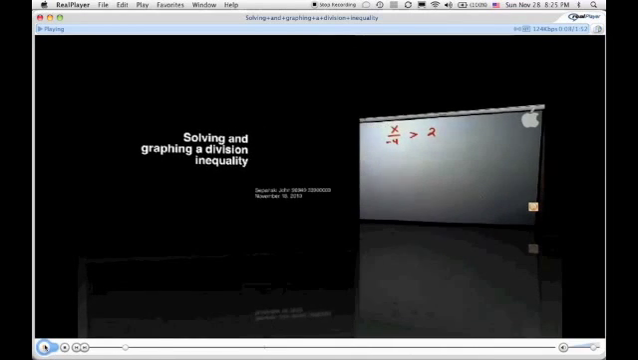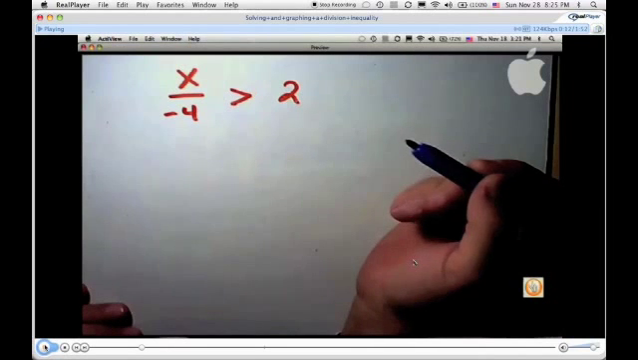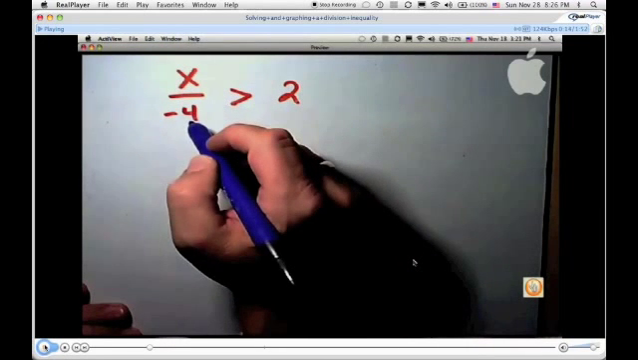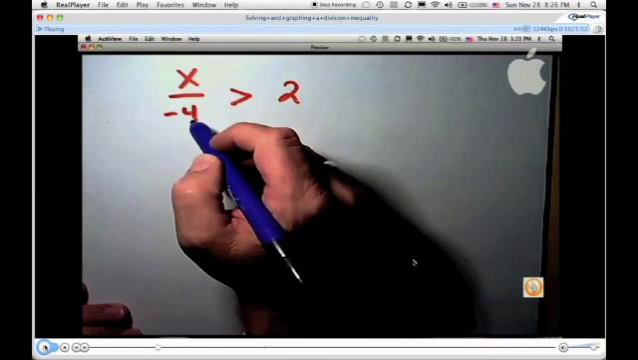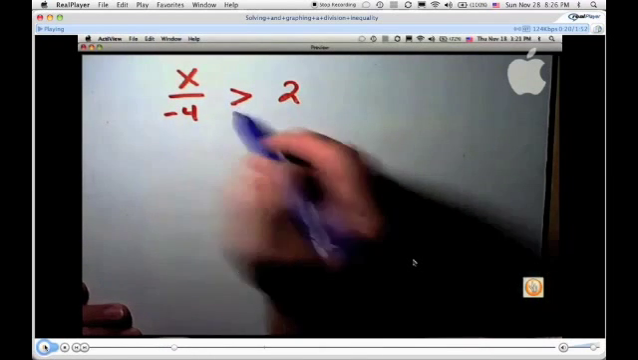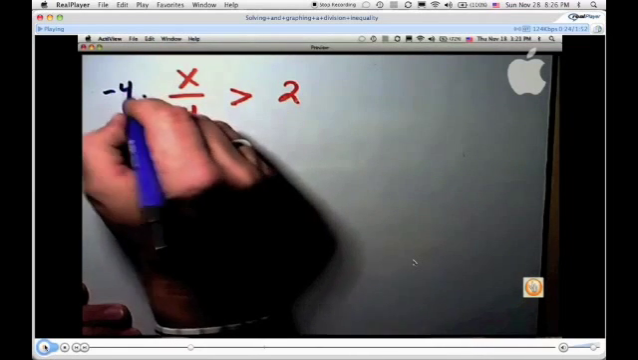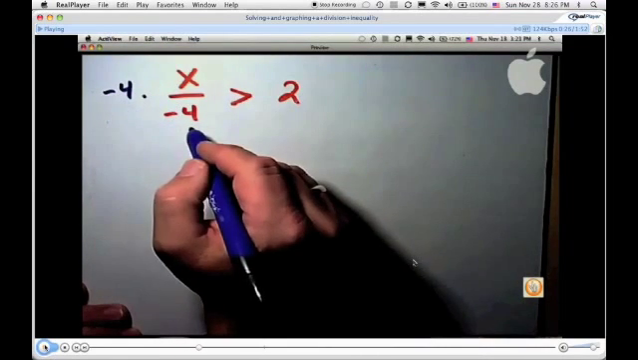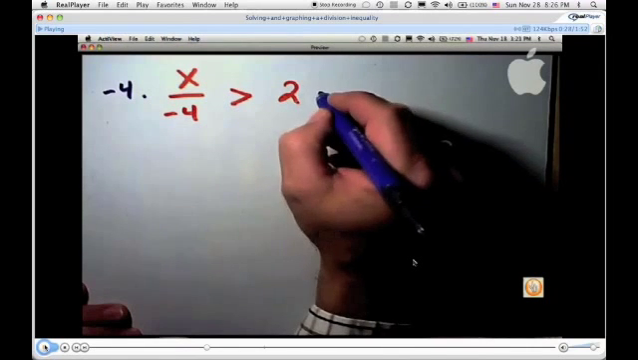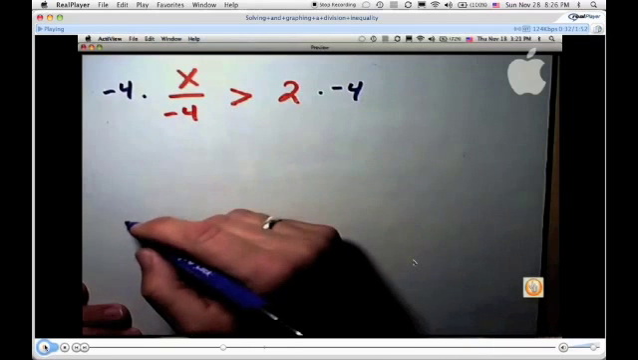I'm going to go ahead and solve this inequality and graph it. I have x divided by 4, so I'm going to do the same thing I did with all the other equations, except this is an inequality. I'm going to multiply because it's the inverse operation, and I'm going to multiply by the same number. The number doesn't change, the operation does. Multiply both sides by -4.